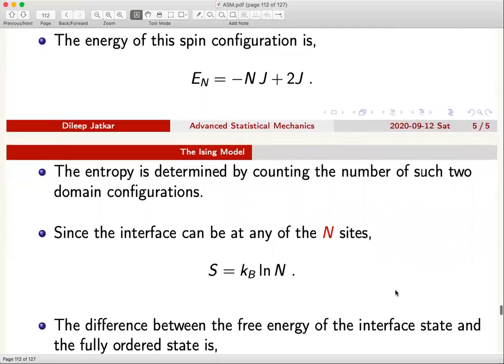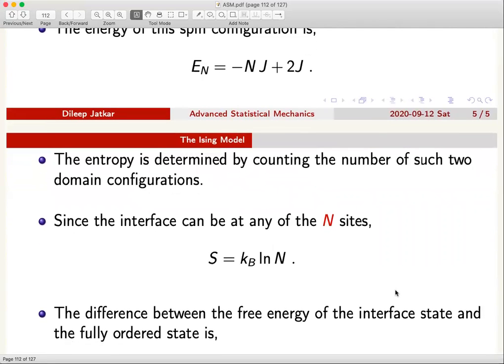Fine. So let's try to ask a question. What is the difference between the free energy of the interface state?